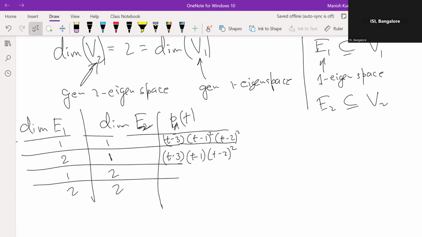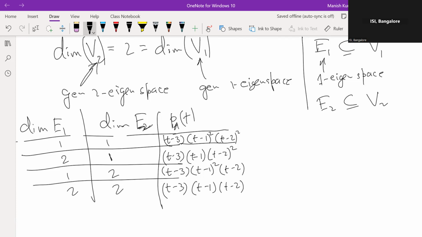So you get that the characteristic polynomial is this, and in the third case, it will be (t minus 3)(t minus 1) whole square. Because E1 has dimension 1, and this is t minus 2. Yeah, and in the third case, it's t minus 3 times. So in this last case, both eigenspaces are equal, the same as the generalized eigenspace. Yeah. So you get this.